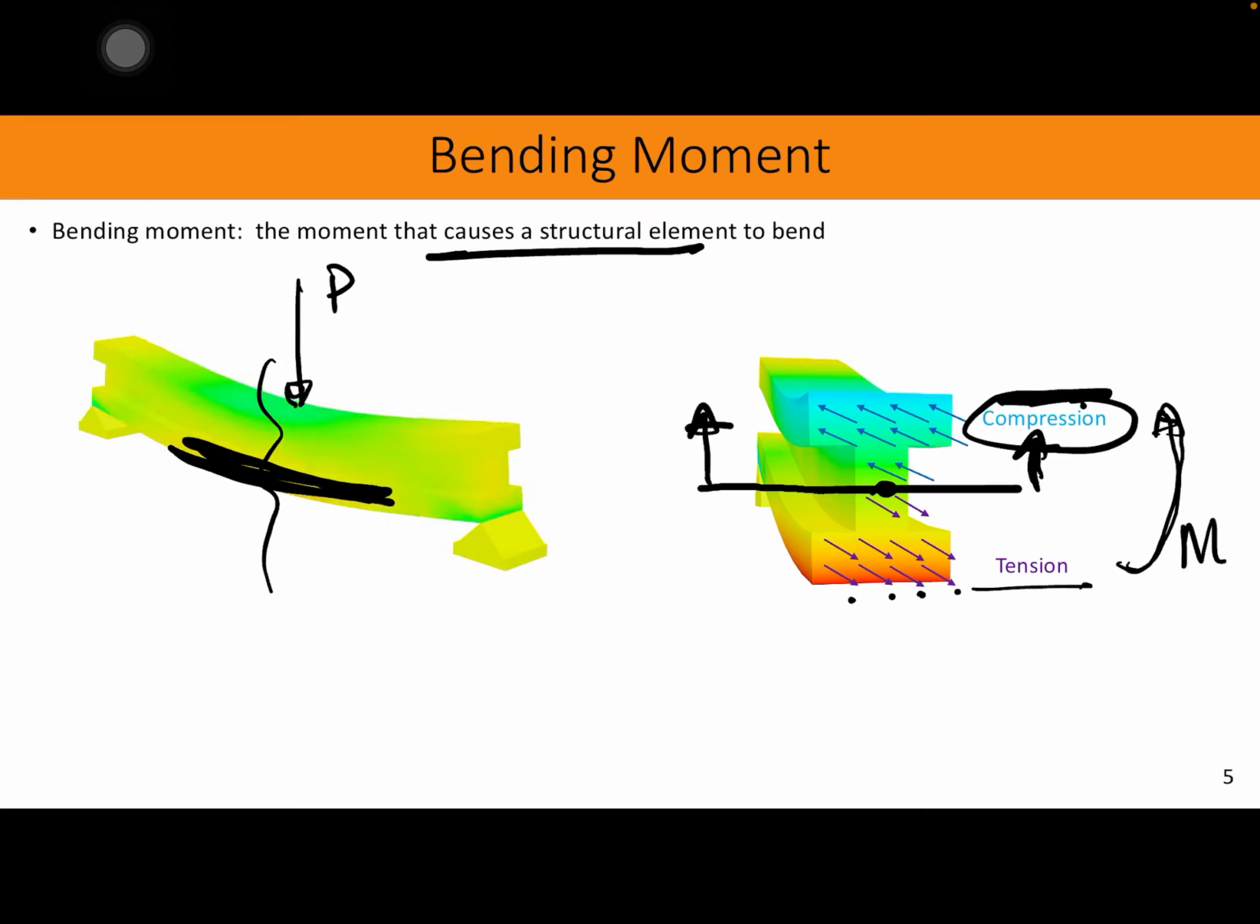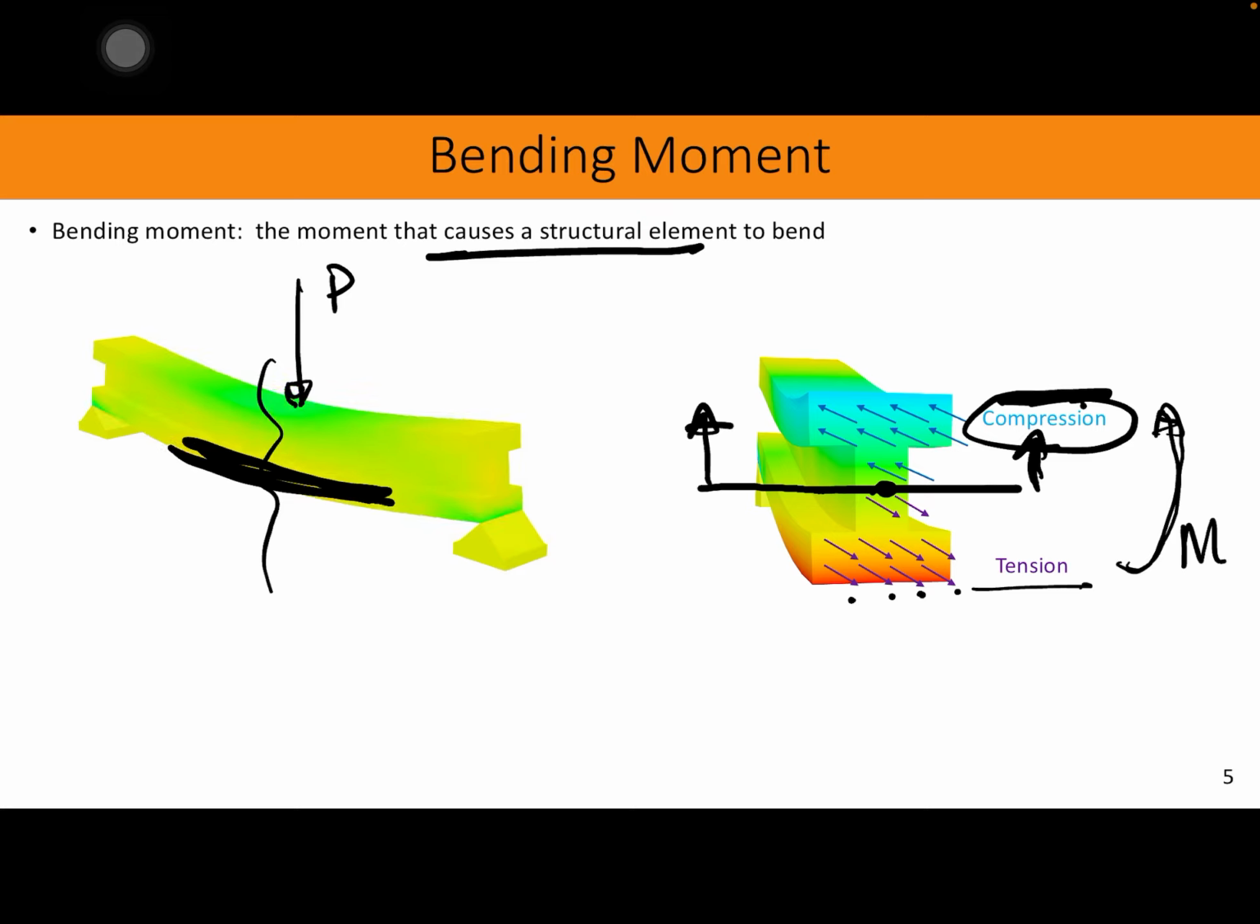Now you know how the bending occurs, right? So when you apply the load, if you take a cross section, you can see that tension and compression are acting on that cross section, and due to that tension and compression, a moment is developed, which is nothing but the bending moment, and ultimately that causes the beam to bend.